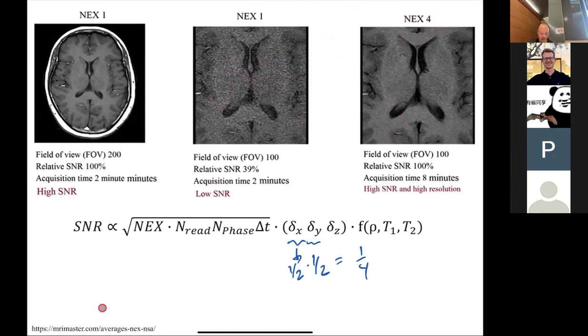I got these slides from this website, mrimaster.com. When I go through the numbers, I actually don't find their numbers to be correct, so use with caution. The overall idea is correct, but the exact numbers aren't. In fact, in this case, I think they're off by a factor of 2. But the idea is correct: because I took a hit in SNR by making the voxel smaller, each voxel now has fewer spins in it, so there's less signal. I've got to increase the number of averages to buy back some of that SNR. So that's one of the trade-offs you might make.